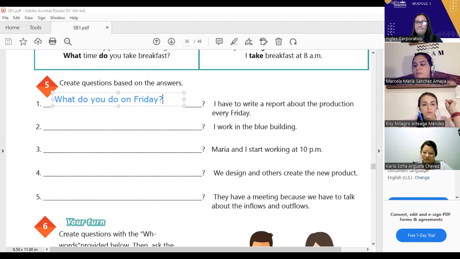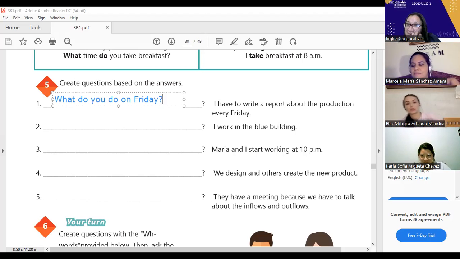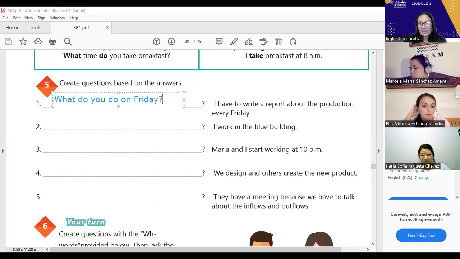Y no puede ser también, when do you have to write the report? Sí, también podría ser, when do you have to write a report? Solo que ahí la estructura es un poquito más complicada. Si el énfasis fuera el reporte, o sea, ¿cuándo es que tienes que escribir el reporte? When do you have to write a report? I have to write a report on Friday. Ahí el énfasis sería on Friday, para decir cuándo. Como que estuviéramos subrayando every Friday, ahí sí tendría que ser when. Pero como aquí es una respuesta que se presta para varias opciones de preguntas, dejémoslo hasta ahí.